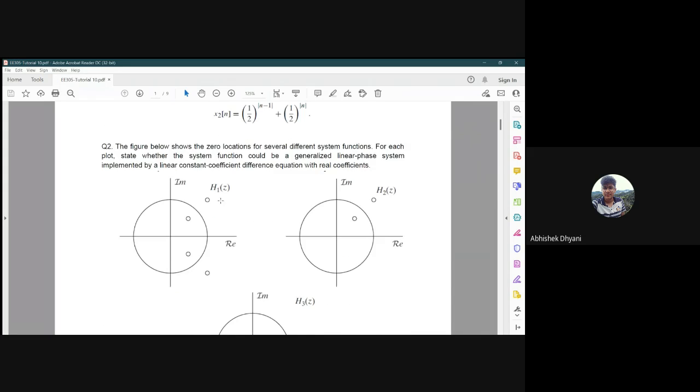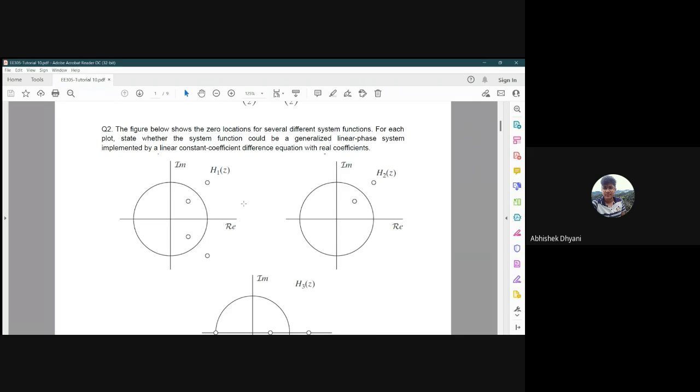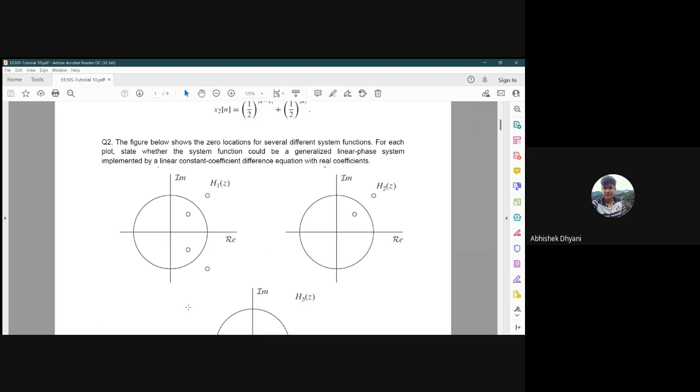Let's look at the second question. We have been given some zero plots, or we can call them pole-zero plots, where the system does not have any poles and it's just the zero plots. We have four corresponding to different system functions. So each of them corresponds to some H(z).